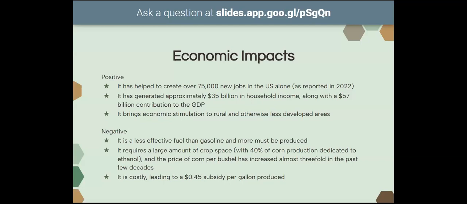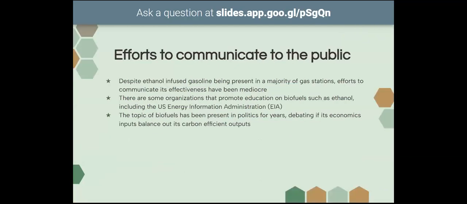However, some of the negative impacts, it is a less effective fuel than gasoline, so more of it must be produced, and therefore it does require a large amount of crop space in farms, as 40% of corn production is dedicated solely to ethanol. And this also did cause the price of corn per bushel to increase almost threefold in the past few decades. And with this, it is a costly thing to produce. It led to a 45-cent subsidy per gallon produced of ethanol.